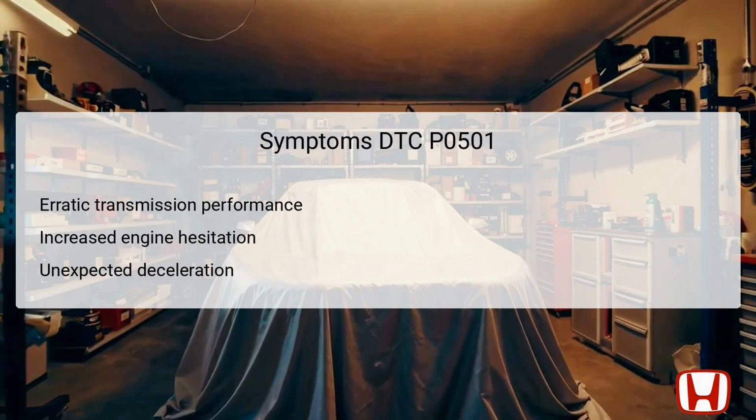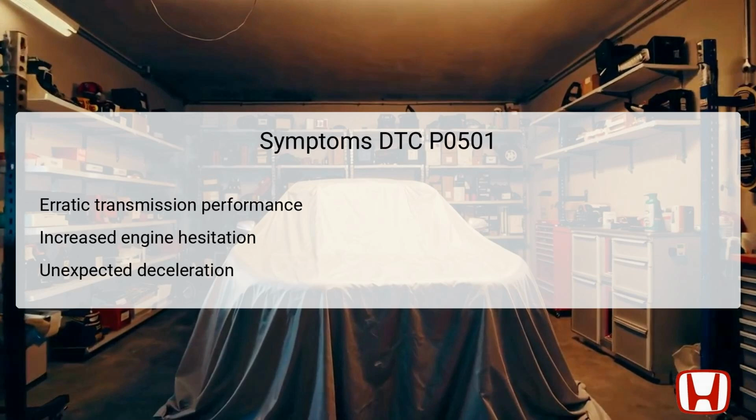Symptoms associated with DTC P0501 include erratic transmission performance, where the vehicle may shift unpredictably or fail to engage properly. You may notice increased engine hesitation, particularly during acceleration, as the system struggles to receive accurate speed data for optimal transmission control. Unexpected deceleration while driving can also occur, which poses safety risks and can confuse drivers not aware of the underlying issue.